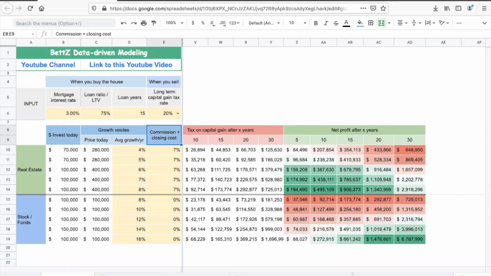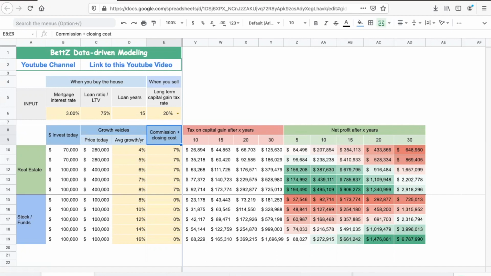In this model, we have 4 key inputs based on your own situation. They are the mortgage interest rate you can get, loan ratio or LTV you can get, total years of your mortgage, and your long-term capital gain tax rate expectation when you sell the assets. Let's use 20%.